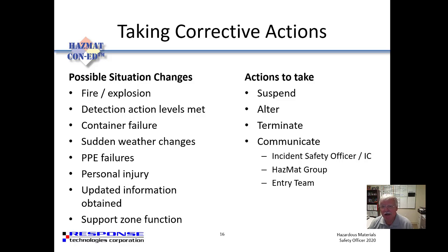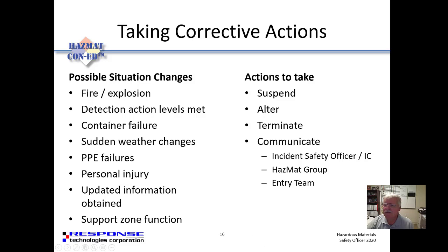Altering it, changing the plan on the fly, may be necessary. We want to try to avoid terminating unless it is obviously a very high-risk situation that we need to stop. When we terminate an action, we impede the ability to complete the incident action plan. So termination should be used when necessary, but not used unnecessarily. Do a risk-benefit assessment and determine whether or not immediate termination is required, or can we suspend or alter in some way to allow the incident action plan to go forward.